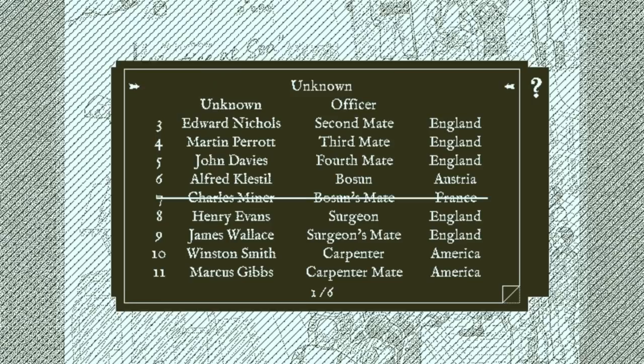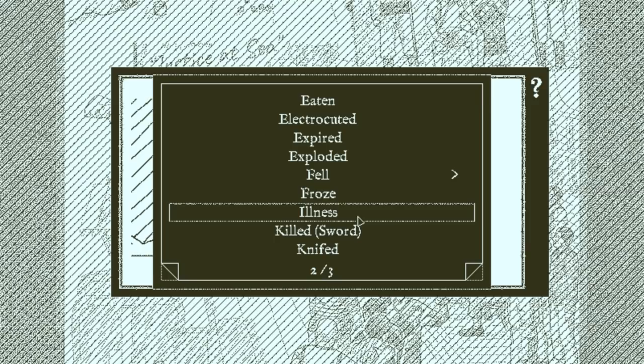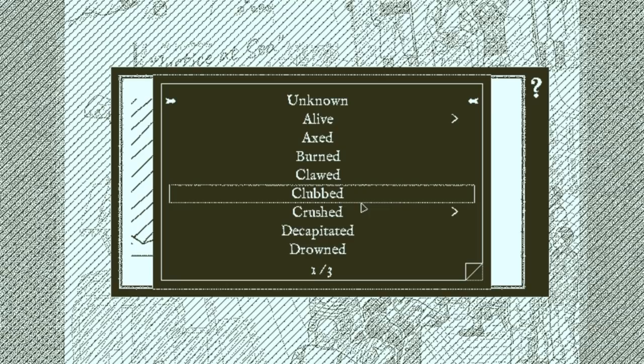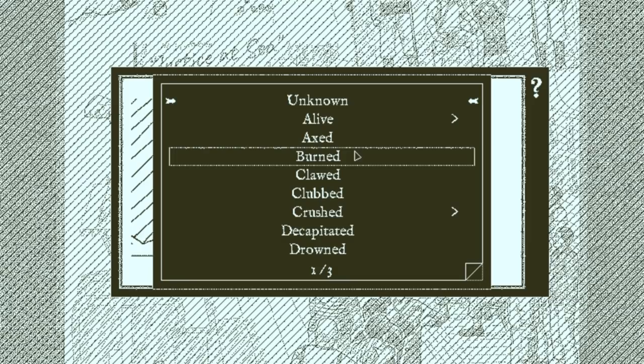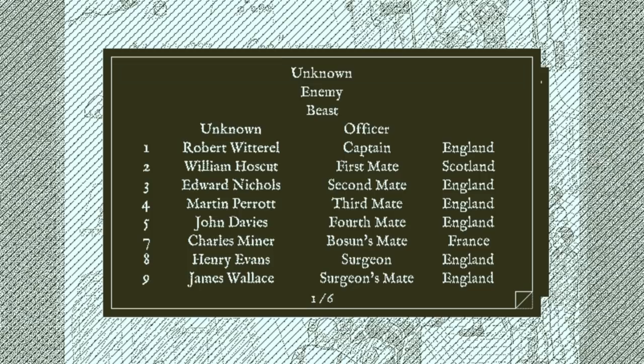And he had his arm torn off by the beast. Is there a bled to death? Speared, strangled, struck, suicide, torn apart? Lunch good, exploded, froze, illness, knifed. Arm was taken off. Would that be torn apart? Maybe. Not clawed. No. Go back down and see if they have. Eaten, electrocuted, expired, exploded, fell, froze, illness, knifed, shot, speared, spiked, strangled, probably torn apart by, we don't know. I would assume the beast. Yeah, because he said the beast.